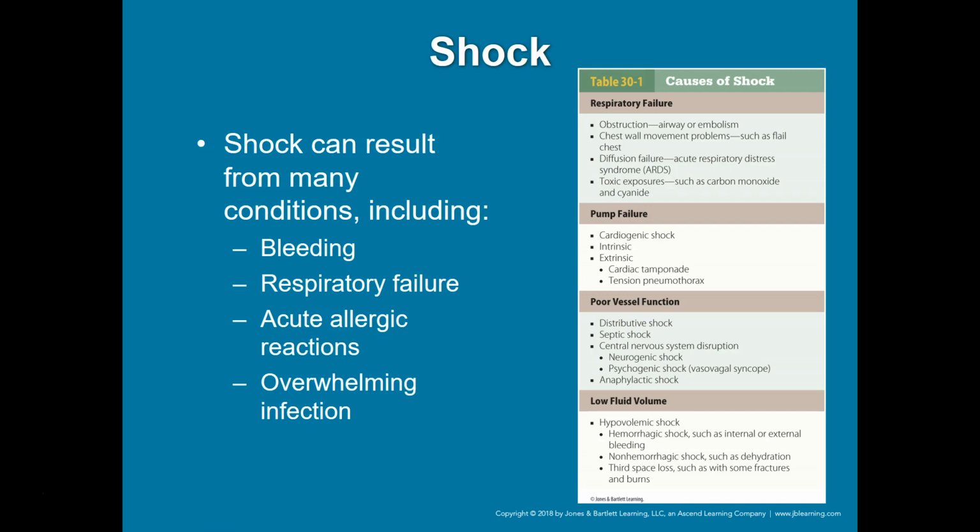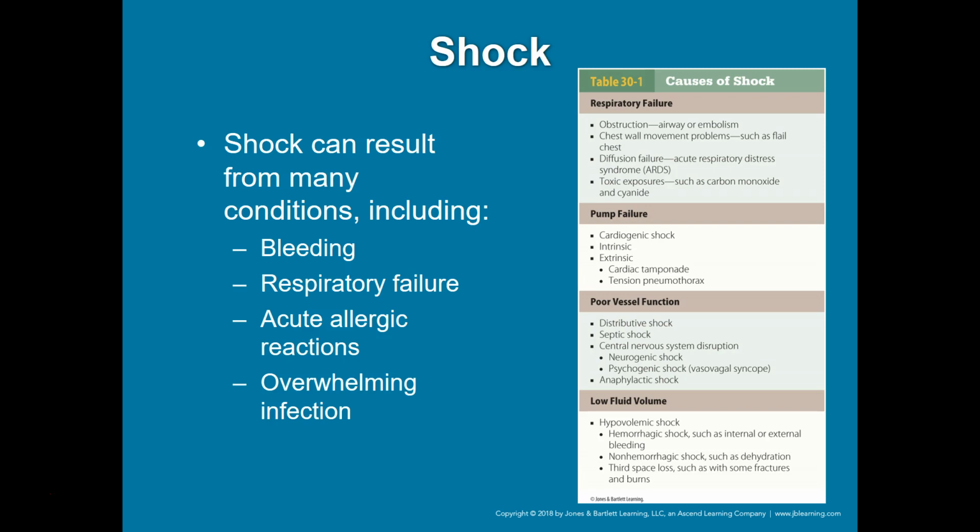Okay, so it can result from many conditions, as we already know: bleeding, which we're talking about now, respiratory failure, acute allergic reactions like anaphylaxis, and an overwhelming infection, which would be a sign of sepsis. So you're going to either have respiratory failure, so we're not breathing, not able to exchange oxygen, or no longer have the ability to transport oxygen, such as in CO poisoning.